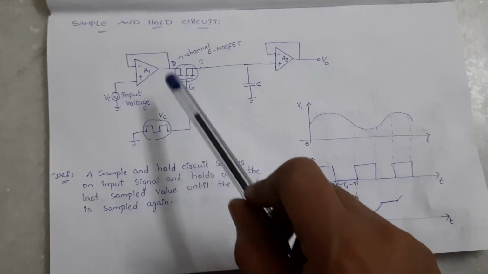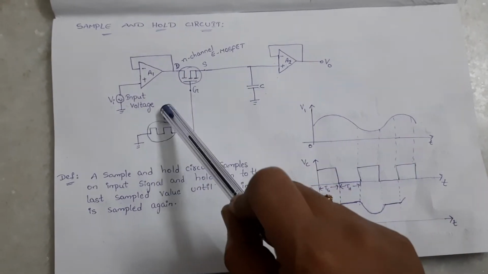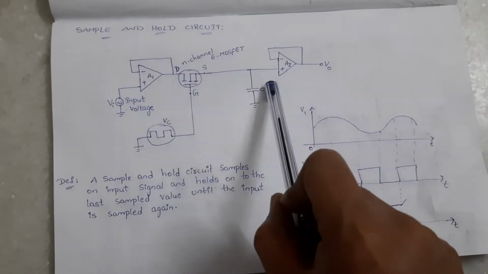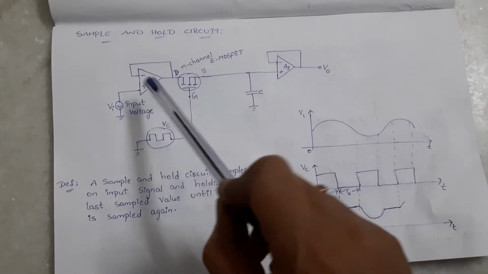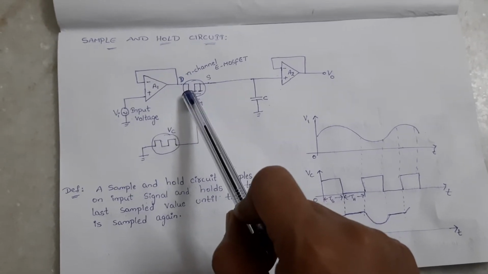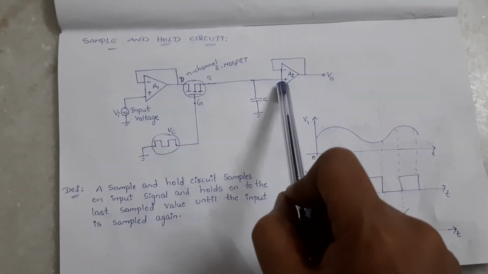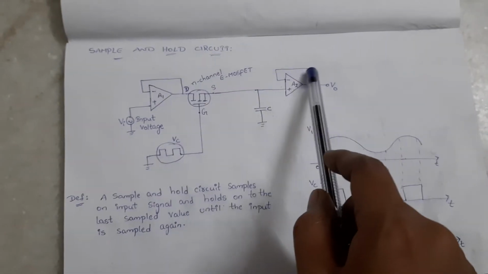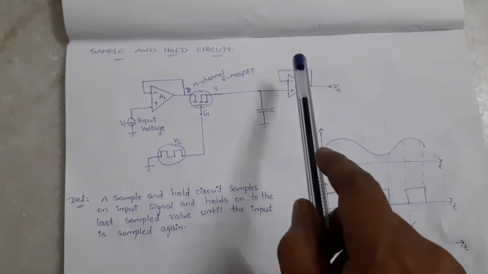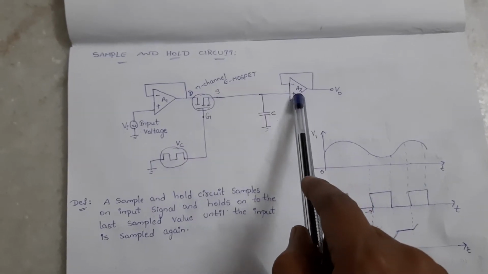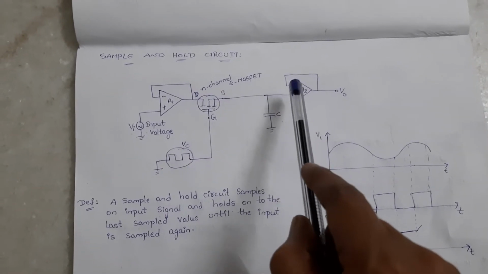Here we have two op amps, A1 and A2. These two are called voltage followers or unity gain op amps. For A1, the feedback is given from the inverting terminal to the output, and for the A2 op amp also, from the inverting terminal the feedback is given to the output. So A1 and A2 are called voltage followers or unity gain op amps.